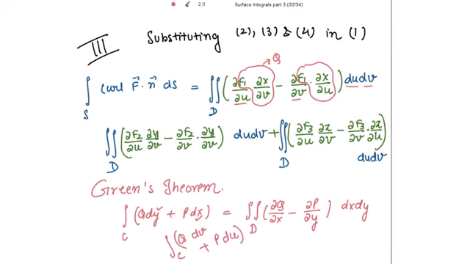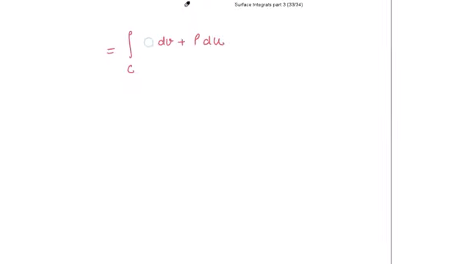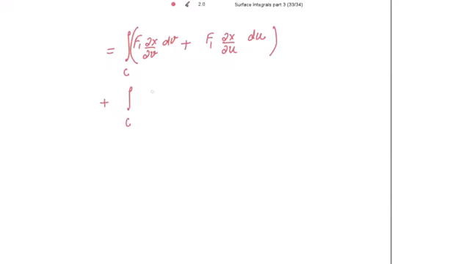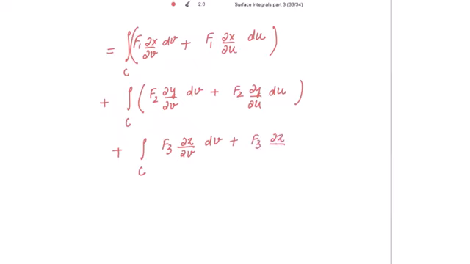So this is Q dv plus P du. Let me write here the line integral of Q dv plus P du. And what is Q? It is F1 ∂x/∂v. And what is P? It is F1 ∂x/∂u. Similarly, for the other terms, by Green's theorem, I'm writing the second term by symmetry. So this is the line integral over C, instead of F1 write F2, and now ∂y/∂v dv plus F2 ∂y/∂u du, plus the line integral over C of F3 ∂z/∂v dv plus F3 ∂z/∂u du.